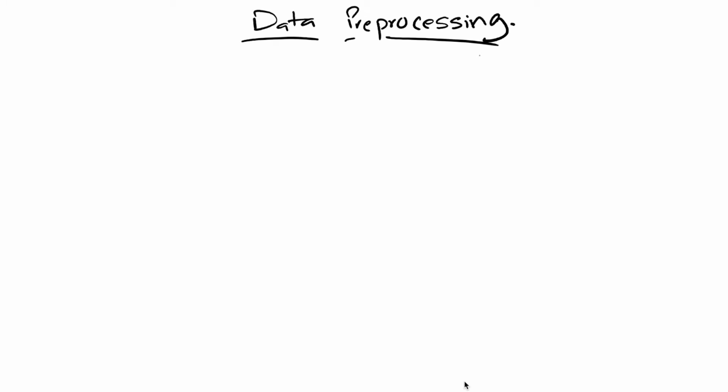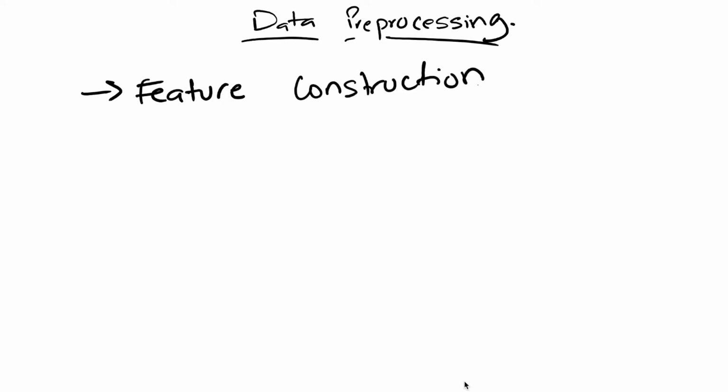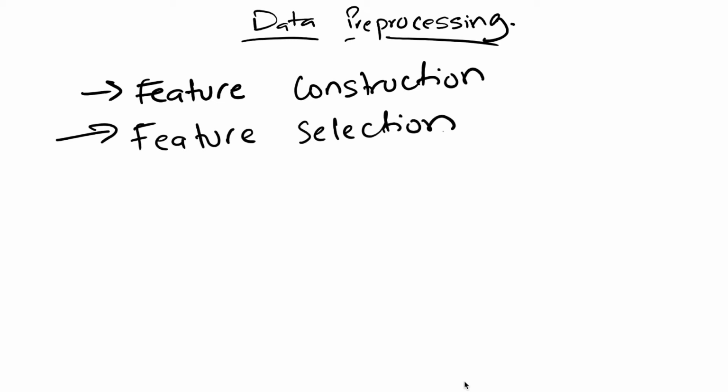But for today, let's get started. We're going to be talking about data pre-processing. This is a very interesting subtopic of the KDD process. In data pre-processing, we'll be talking about two main aspects. We'll be talking about feature construction, and we'll be talking about feature selection. Now let's put everything into perspective. Let us understand what is feature construction and feature selection.